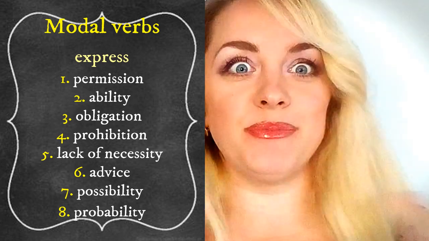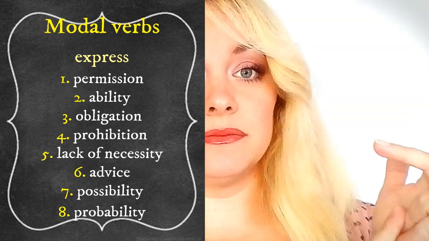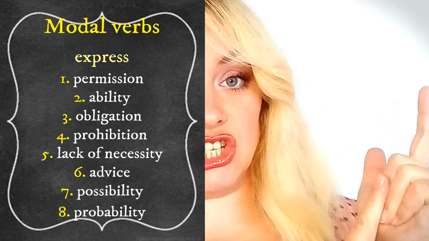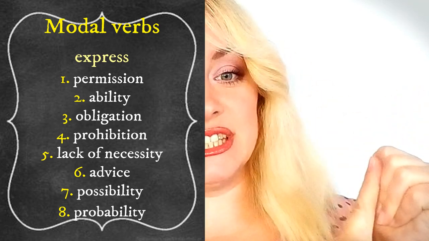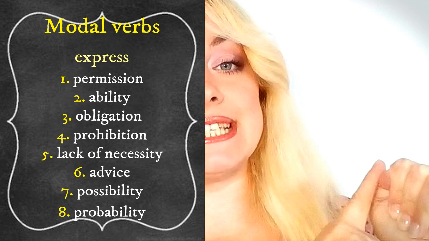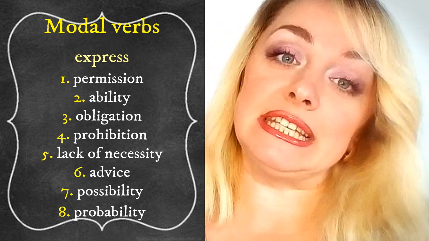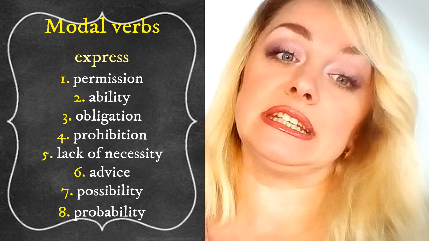Let us count them one more time just to remember better, okay? From the very beginning: permission, ability, obligation, prohibition, lack of necessity, advice, possibility, and probability.